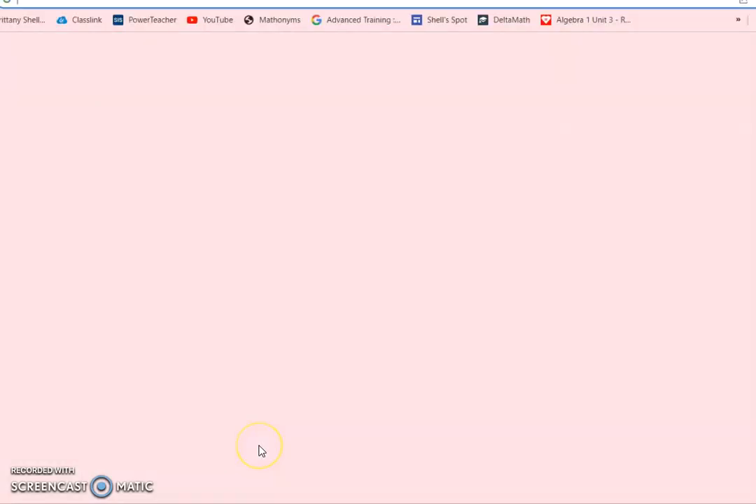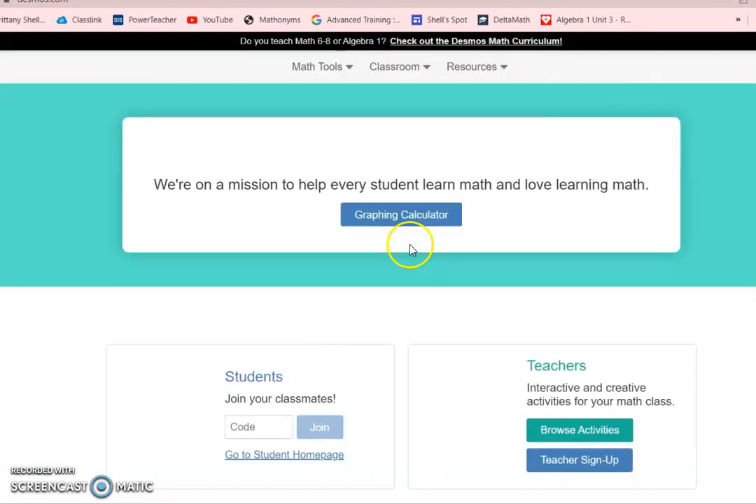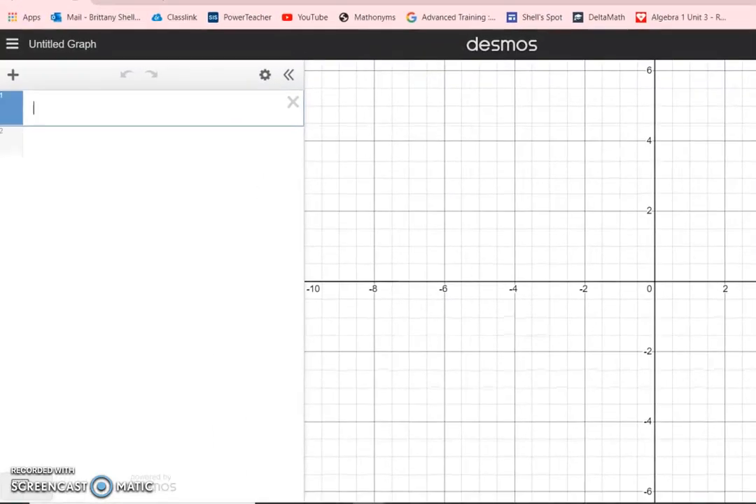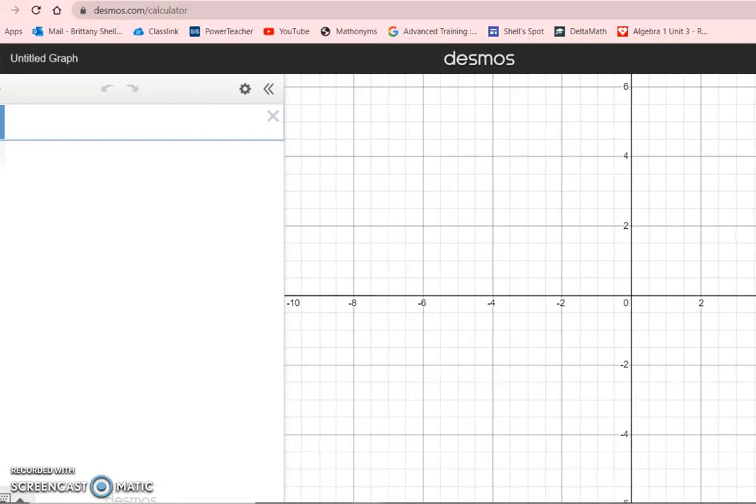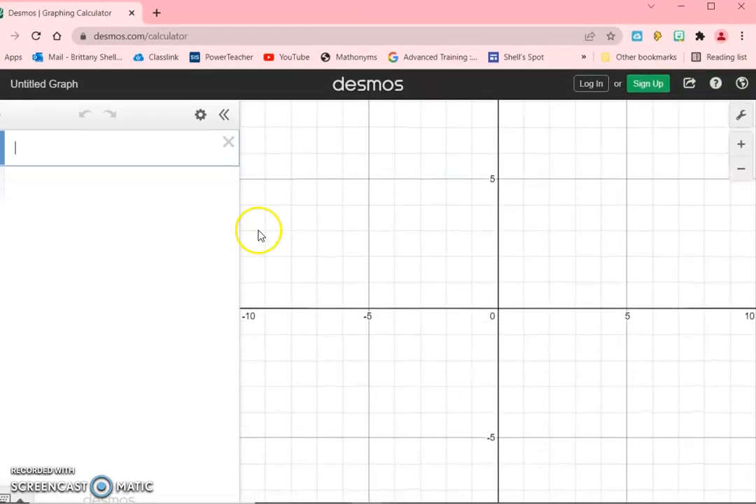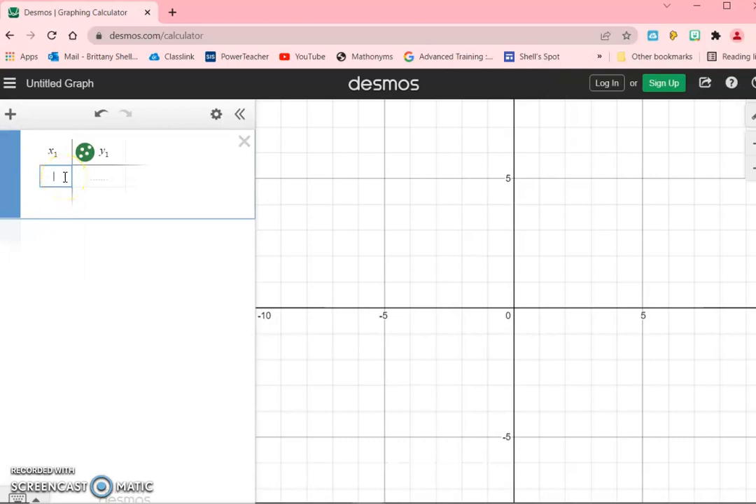So let's open a Google browser and go to Desmos. We're going to use the graphing version of Desmos calculator. I have to minimize it so I can try to get it all on the screen. All right, so we're going to use the plus sign in Desmos to give us a table, and our values in our table are -2, -1, 0, 1, 2.